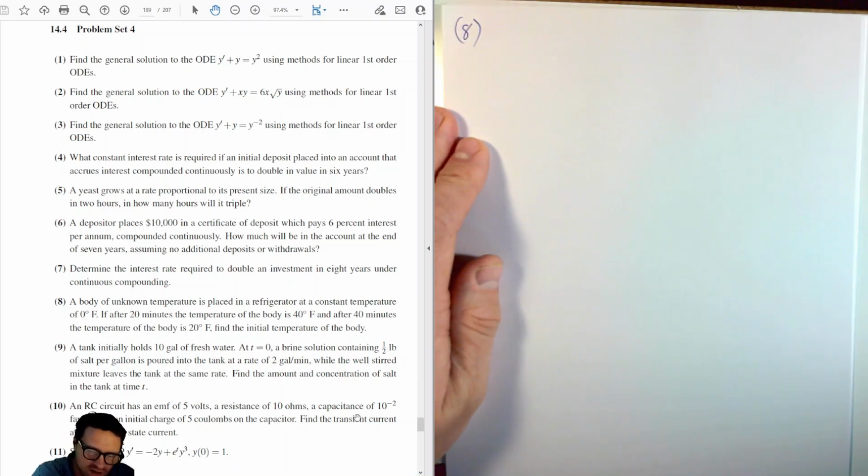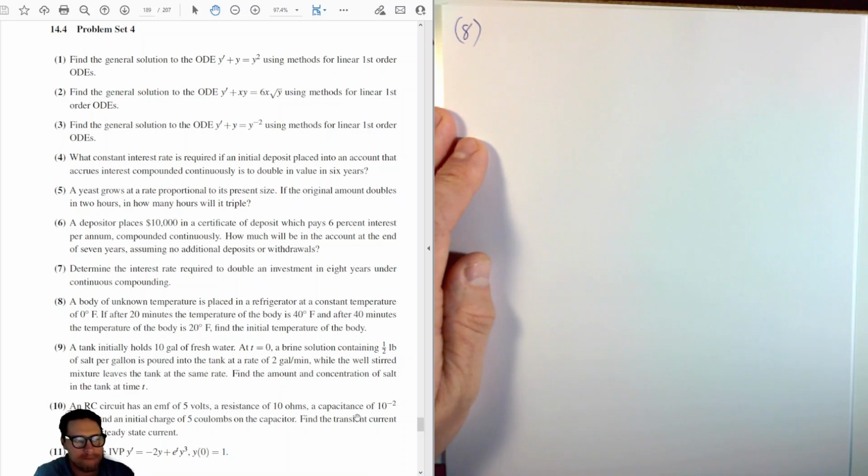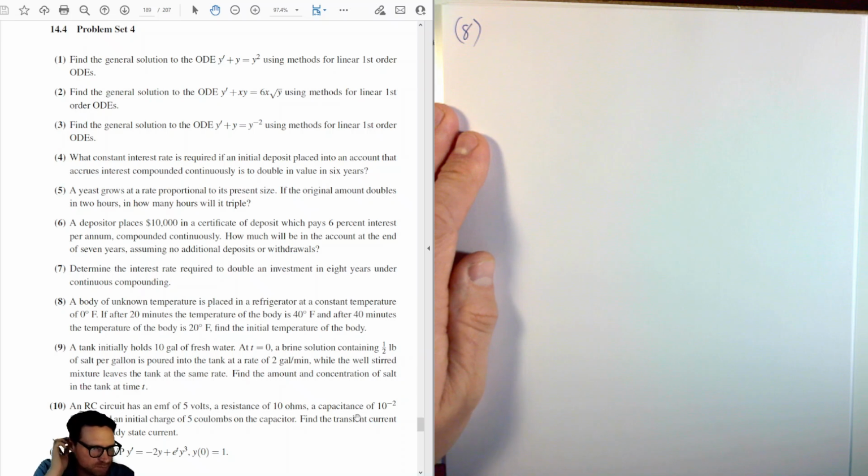Okay, a body of unknown temperature is placed in a refrigerator at a constant temperature of 0 Fahrenheit. After 20 minutes, the temperature of the body is 40 Fahrenheit. After 40 minutes, the temperature of the body is 20 Fahrenheit. Find the initial temperature of the body.